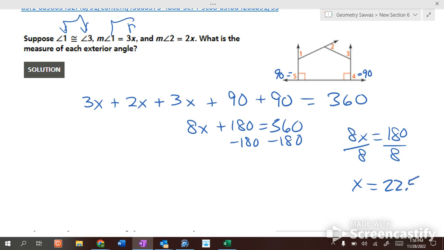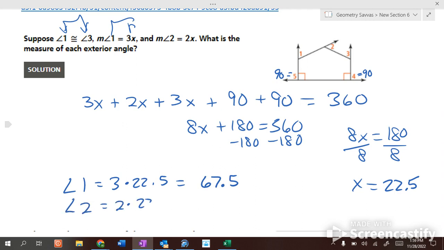22.5. See, I was off there. I took a wild guess and I was really wrong. Okay, x is 22.5. So angle 1 equals 3 times 22.5, which is 67.5. Angle 2 is 2 times 22.5, which is 45. Angle 3 is 67.5 because it's the same as angle 1. What's 67.5 plus 67.5? 135 plus 45 is 180, plus 90 makes 360. It checks. These are correct.